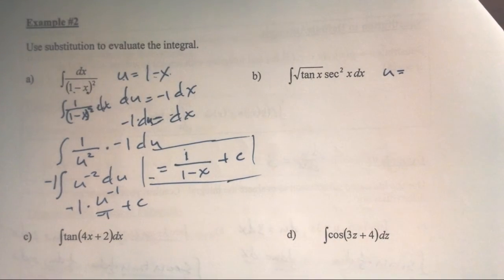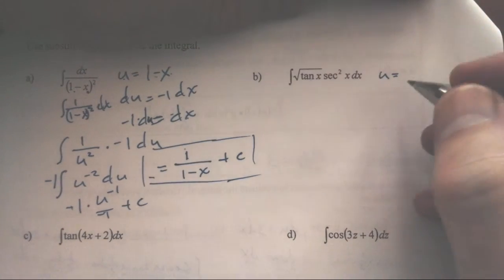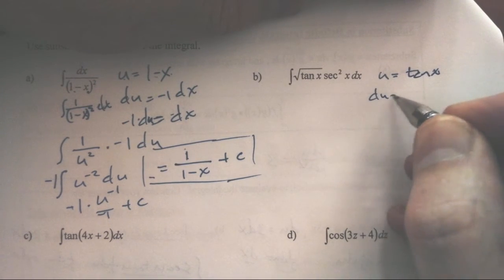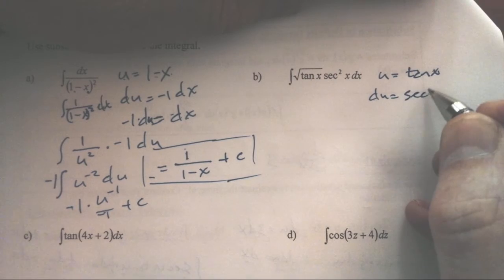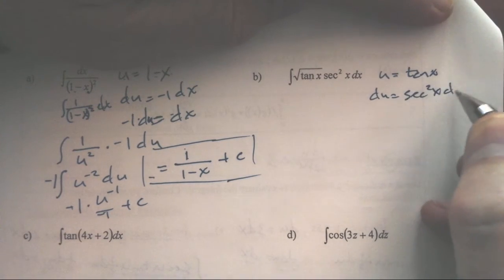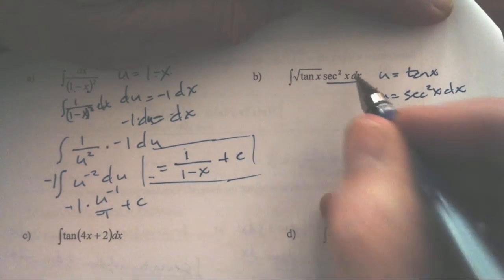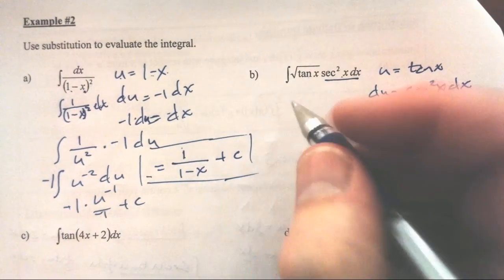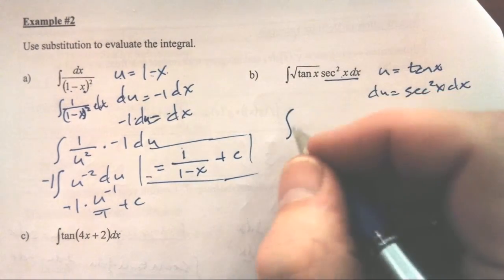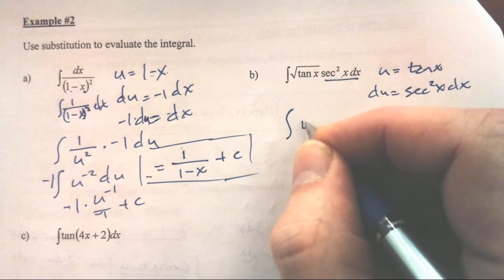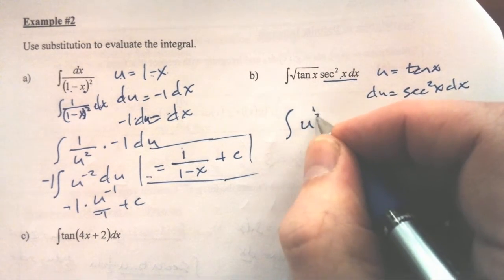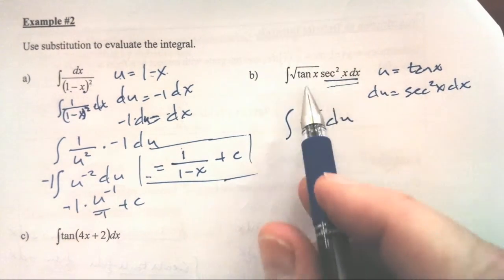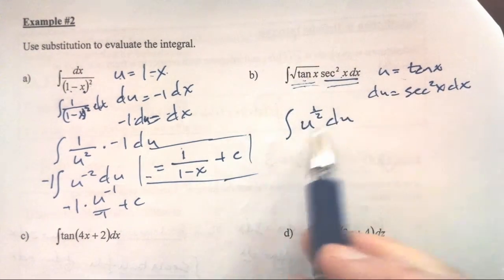Normally I'd be writing softly in pencil here because I might be going back. So I'm going to have u be tangent of x. Then du is secant squared x dx. Look at this. du is all of that. That's wonderful. I can replace du with that. And then I can get square root of tangent, or u square root, or u to the 1/2, just du. du takes care of this. u to the 1/2 takes care of that.